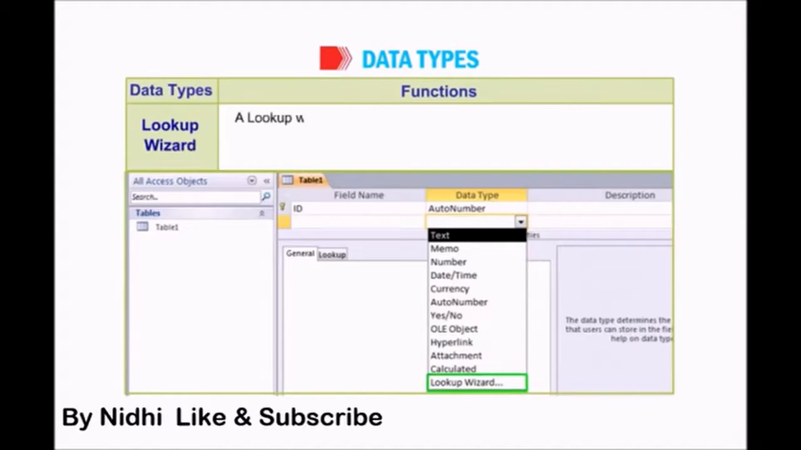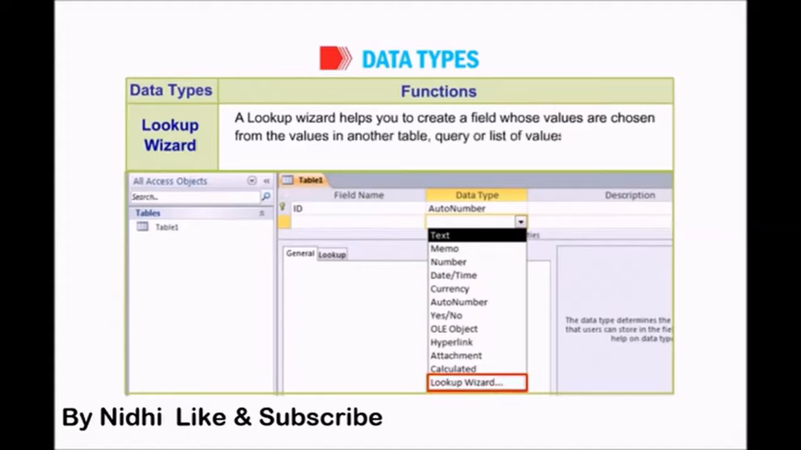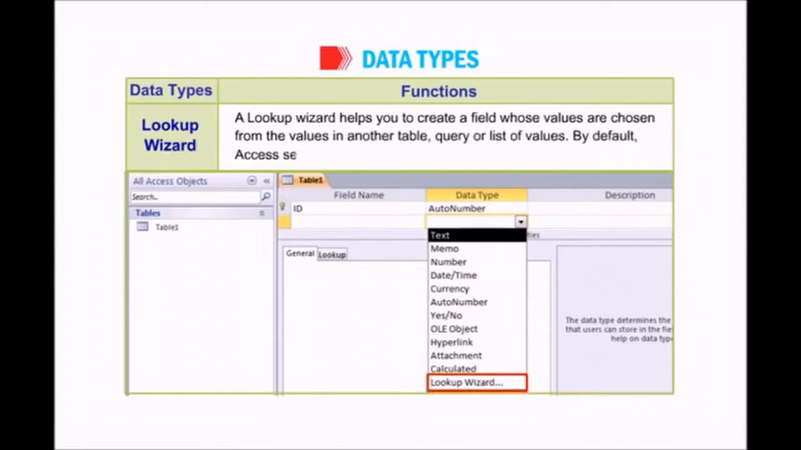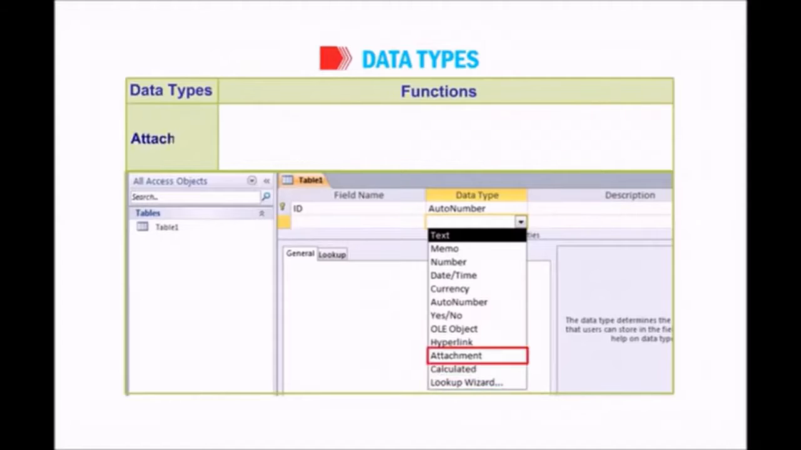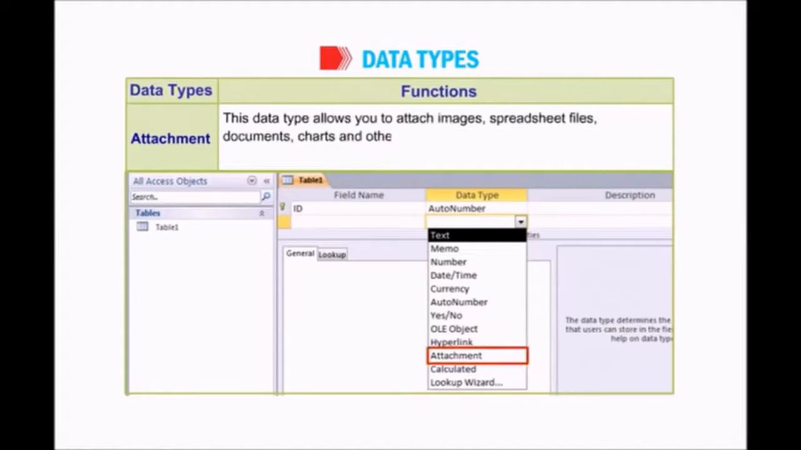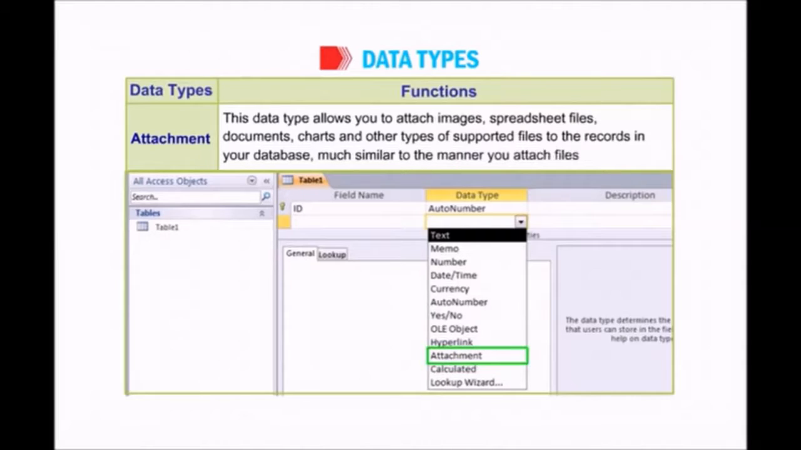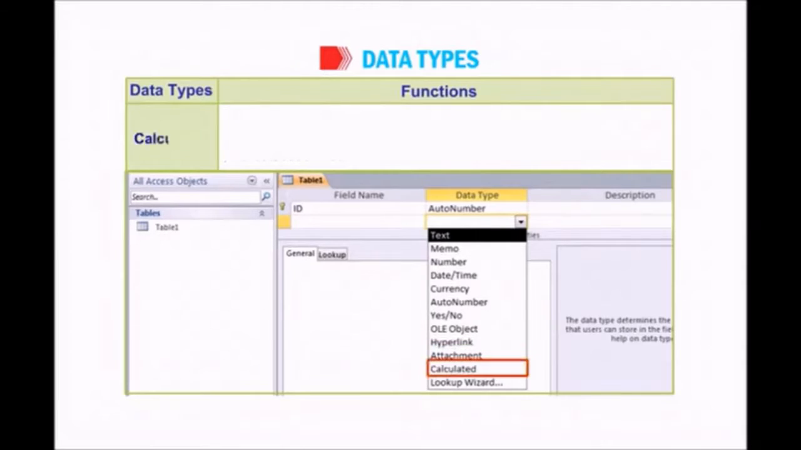Lookup wizard. A lookup wizard helps you to create a field whose values are chosen from the values in another table, query, or list of values. By default, Access sets lookup fields to the number data type. Attachment. This data type allows you to attach images, spreadsheet files, documents, charts, and other types of supported files to the records in your database, much similar to the manner you attach files to emails.